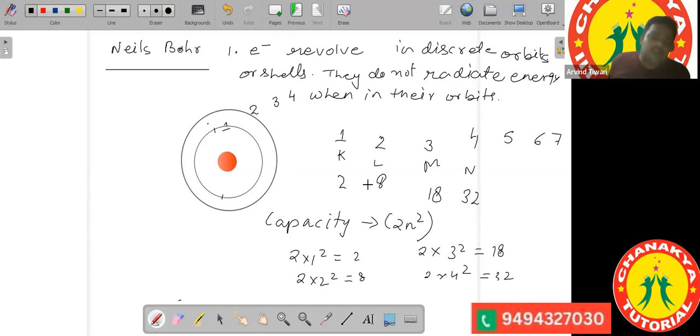In this way, he calculated and told how many electrons are possible in each of the orbits. If these electrons are revolving in the second shell, they will not be radiating energy. Also, if an electron has to move from the first shell to the second shell, it needs to absorb some amount of energy. So the electron requires energy to jump the orbits. Similarly, if the electron jumps from an outer orbit to an inner orbit, it will radiate energy. It will give out energy.